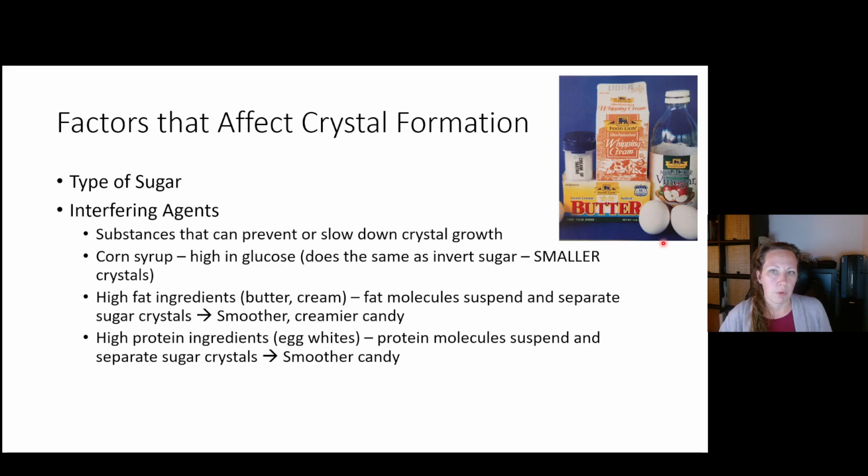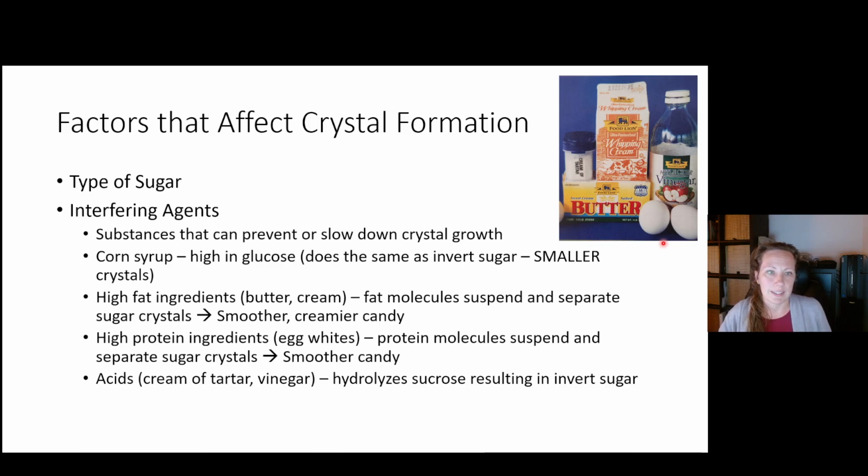And third would be high protein ingredients. So an example there would be egg whites, and similar function to the fat. It's really just a physical barrier. Notice the words are pretty much exactly the same, except I say protein instead of fat. They suspend and separate the sugar crystals. So again, we end up with a smoother candy. Think about macarons.